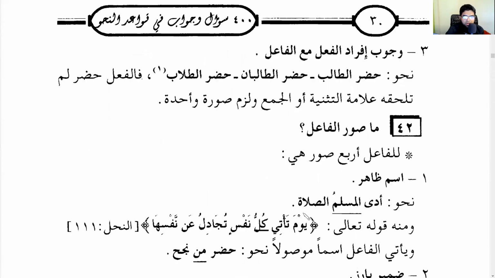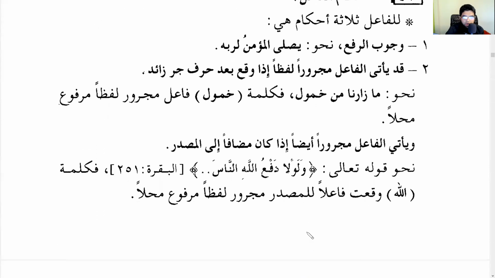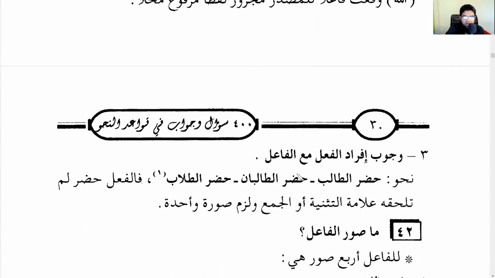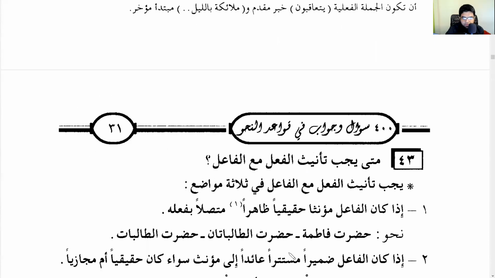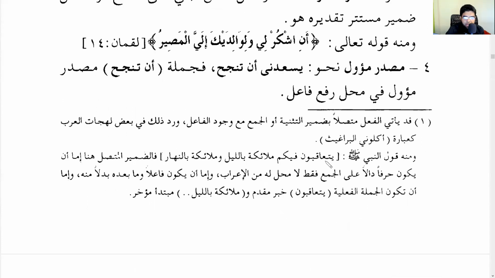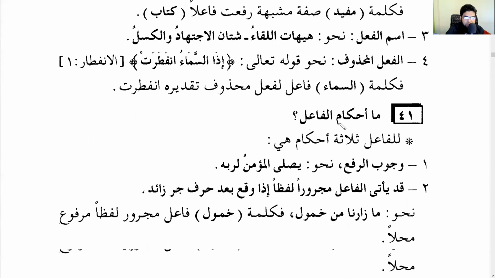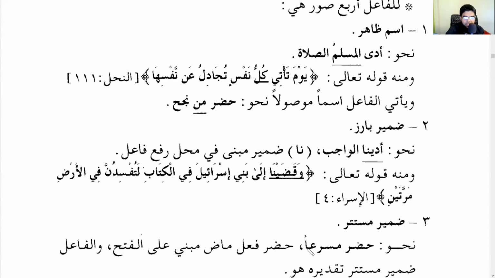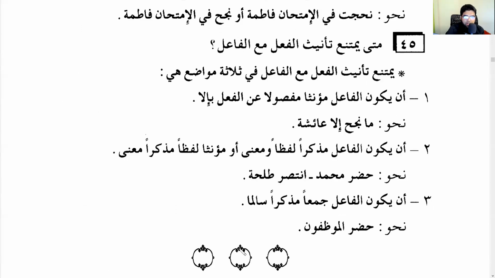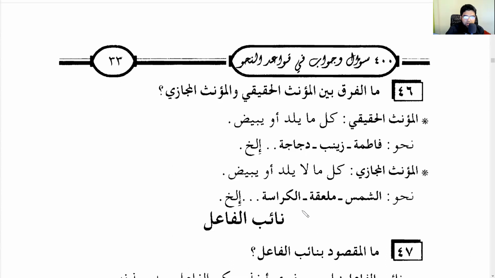Another important thing is what are the forms of the fa'il, like a noun, a clear pronoun, and then a hidden pronoun, and masdar mu'awwal. Four types, yeah, four forms. And ruling also, like the fa'il is always marfu', and all those rulings, but it could be majrur lafzan if it is mudaf and so on. Yeah. 39 to 45. Inshallah ta'ala, jazakallahu khairan, barakallahu feek.